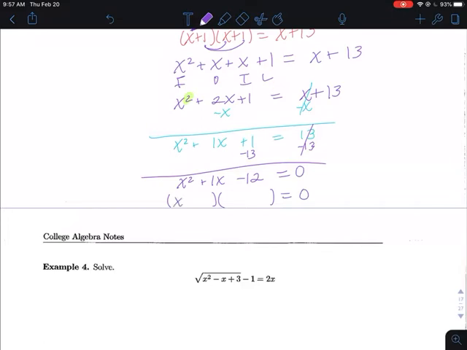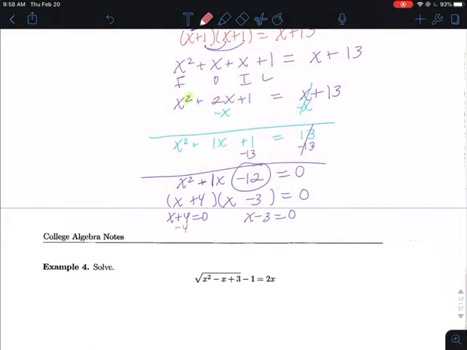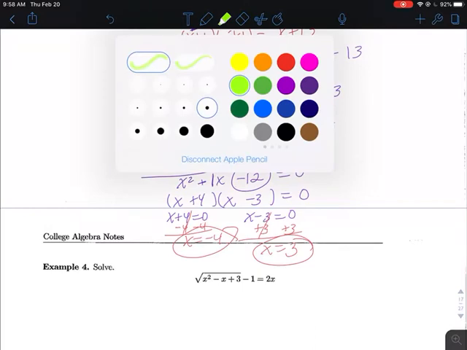When I factor this, I get x and x. The two numbers that multiply and give me a negative 12, but add and give me a positive 1 will be a plus 4 and a minus 3. And then to finish this off, I will set both parentheses equal to 0. So I will subtract 4 from both sides. X equals negative 4. And then add 3 to both sides. X equals 3.